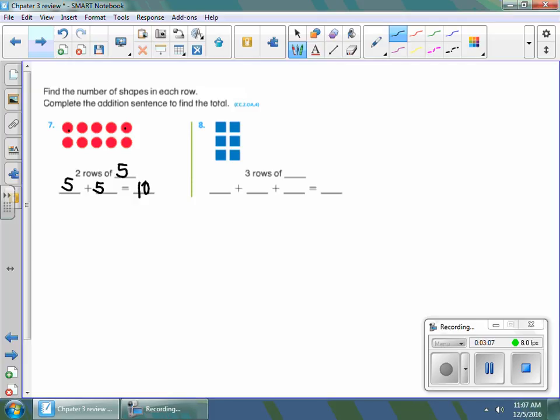And number 8, we have 3 rows, row 1, row 2, row 3. 3 rows with 2 in each row. So 2 from the first row plus 2 from the second row plus 2 from the third row is equal to how many altogether? Jack. Good.